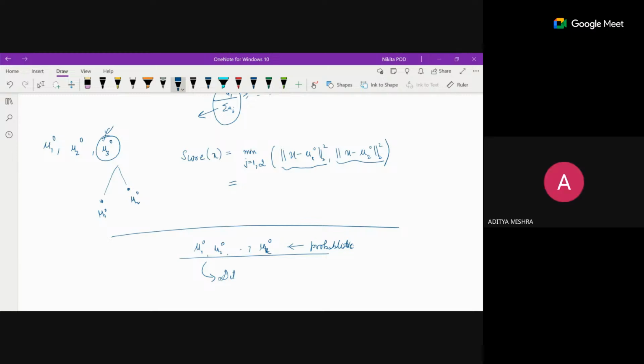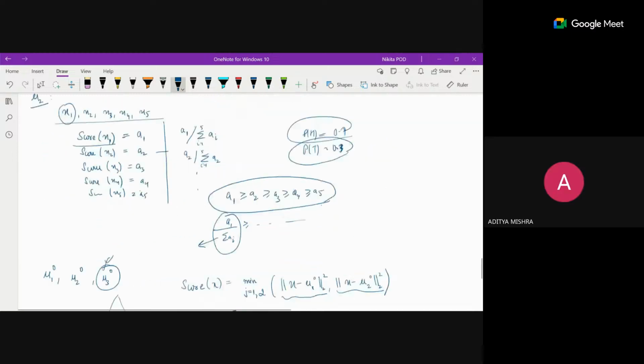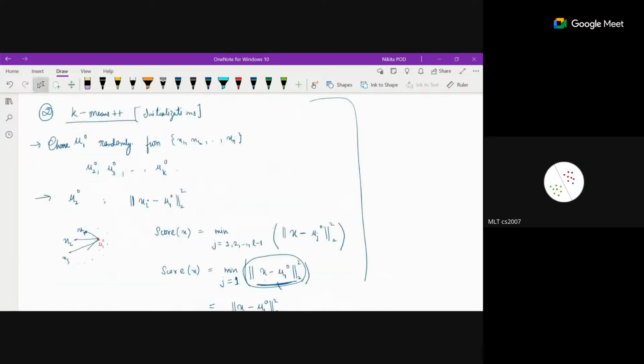Ma'am, could you just quickly go over this again? So k-means plus plus is just another initialization technique. In k-means plus plus, we only choose the first cluster mean randomly. So we choose mu1 naught randomly from the set of data points. Once we choose mu1 naught randomly, what is left to choose is mu2 naught, mu3 naught, and so on till mu k naught. All this is left to choose.